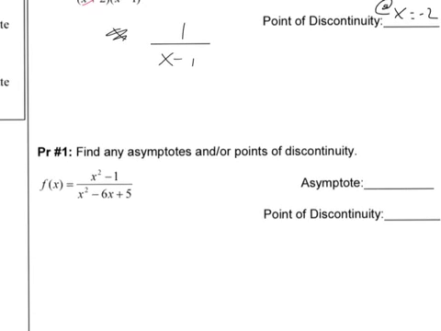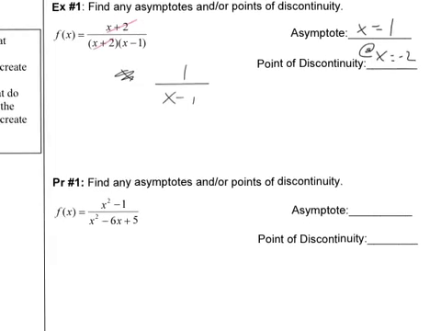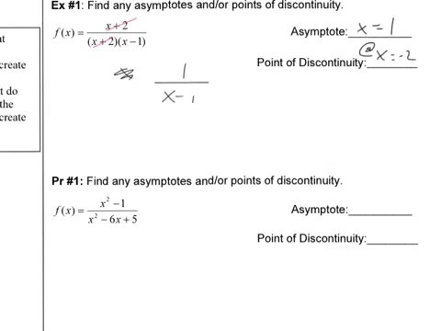So, I want you to try this one. Go ahead and try it on your own, and I'll put the answers up in just a second. Remember, you are going to have to factor it first. So, try it, see what cancels, see what's an asymptote, see what's a hole.